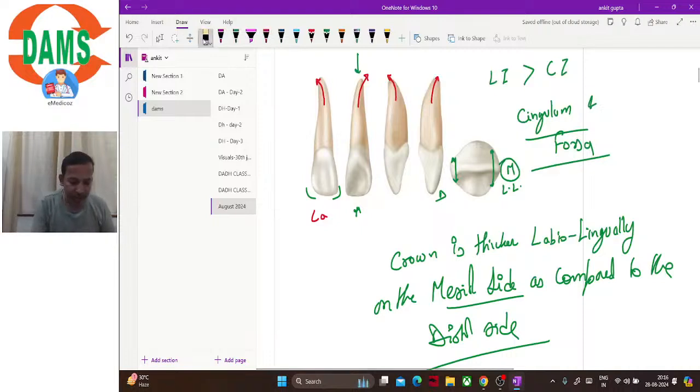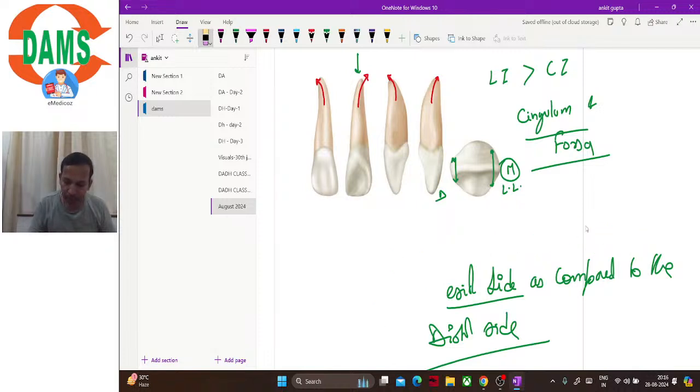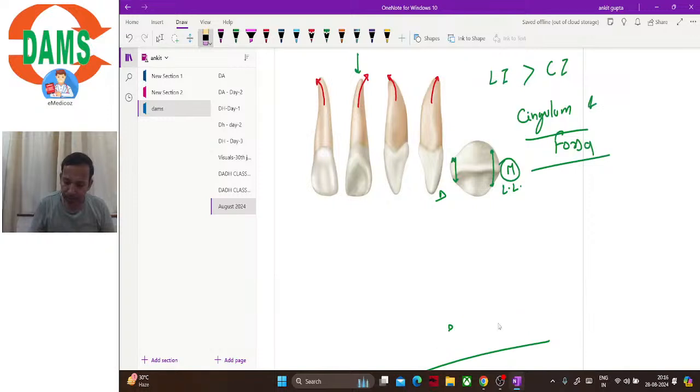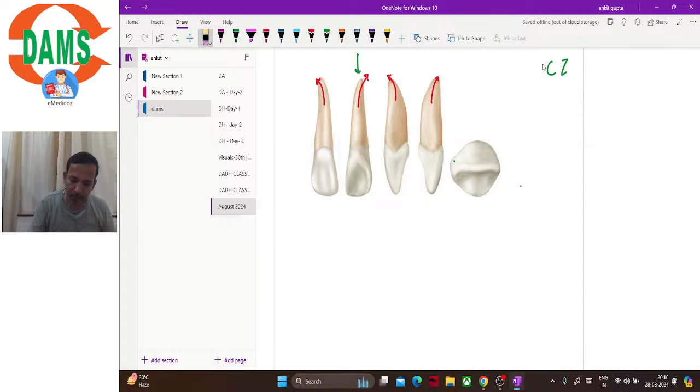And as you can see here, the crest of curvature on the maxillary lateral incisor distal side has migrated towards the cervical margin of the crown, isn't it? It has migrated a little bit. The crest of curvature is a bit lower as compared to the central incisor. As we have already discussed, the distoincisal and the mesioincisal angles have become more rounded, isn't it?